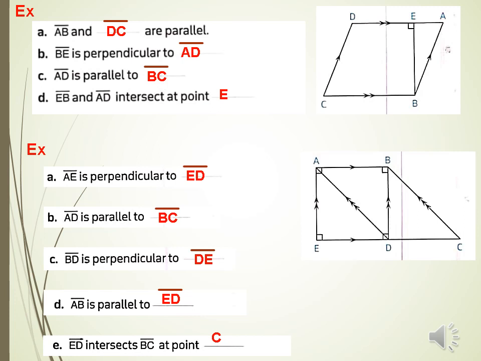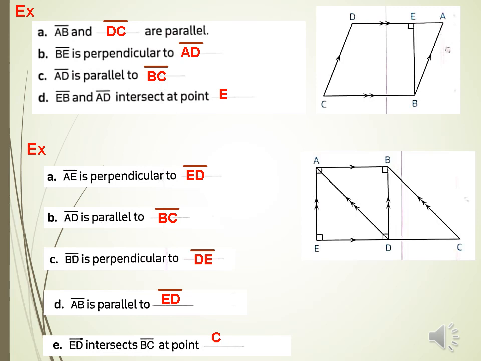Another example, in the opposite figure. Letter A, the line segment AE is perpendicular to line segment ED. Letter B, the line segment AD is parallel to the line segment BC. Letter C, line segment BD is perpendicular to, yes, the line segment BE because they make a right angle.